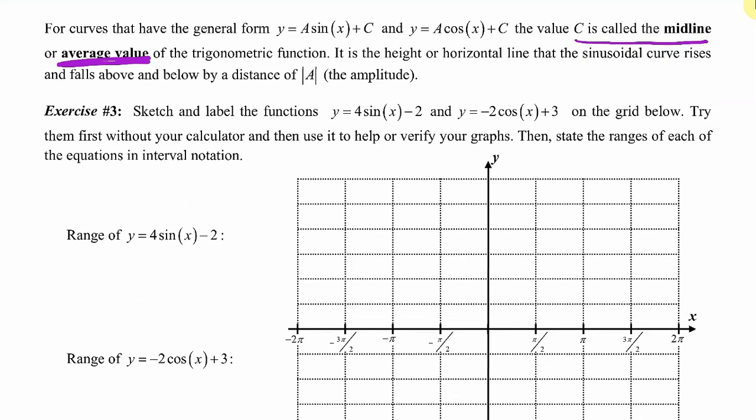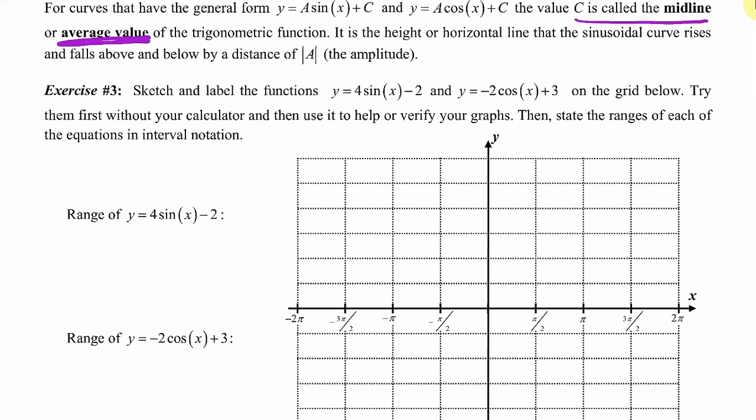Sketch and label the functions y equals 4 sine of x minus 2 and y equals negative 2 cosine of x plus 3 on the grid below. Try without the calculator, and then state the ranges. So here's how I go about graphing these.